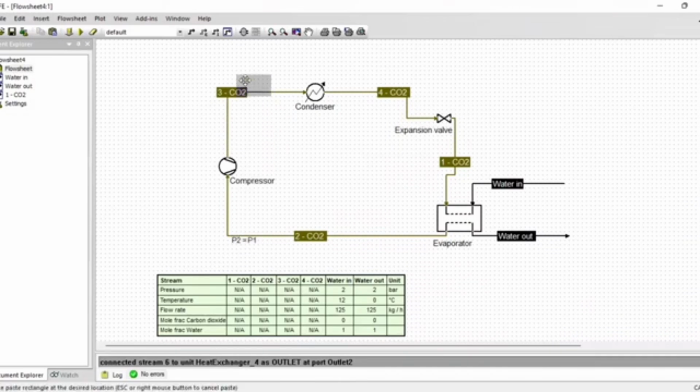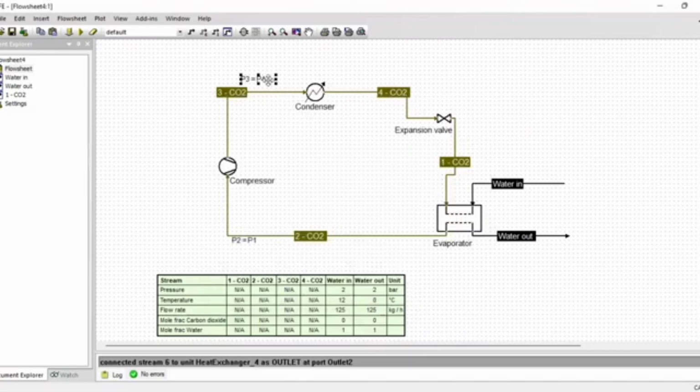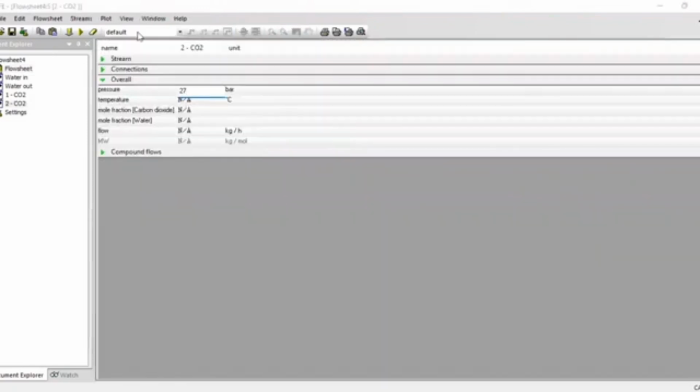The pressure at P3 will be equal to P4, which is the pressure out of the compressor, entering the condenser, and will be the same as the outlet condenser stream. Let us operate the lower pressure at 27 bar and the high pressure at 60 bar. So I'm just going to put in these values.